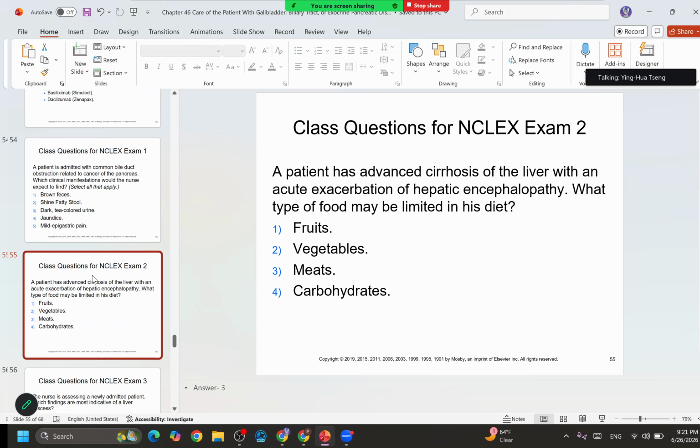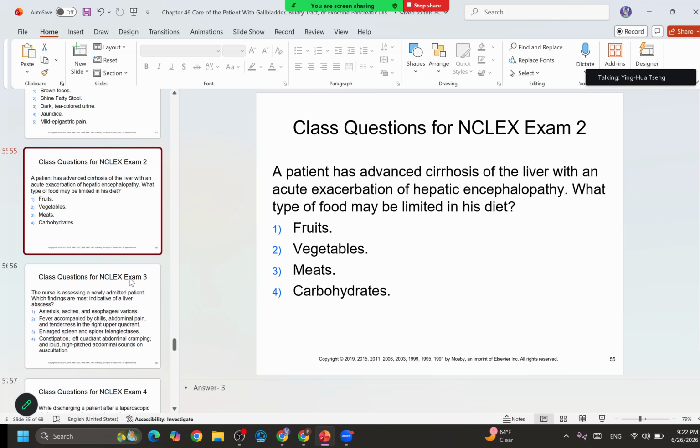Number 2. A patient has advanced cirrhosis of the liver with acute exacerbation with hepatic encephalopathy. What type of food may be limited in his diet? That means this food is not good for this disease. So this is number 3, meat, right? Because if you eat more meat, what will happen? It will be converted to ammonia. It will become ammonia very easily. That's why we limit the meat for this patient.